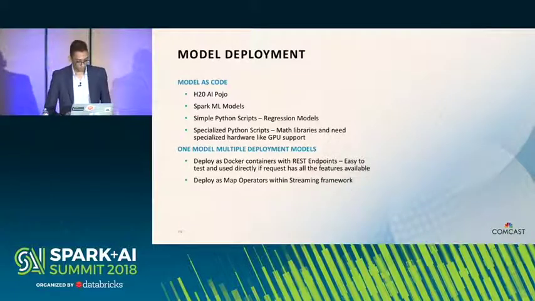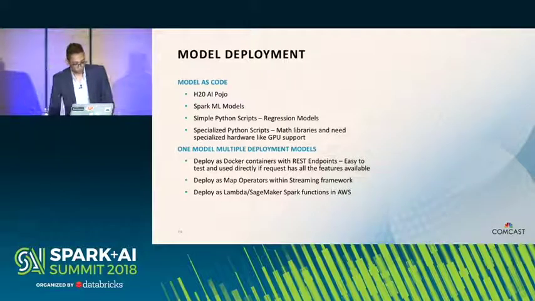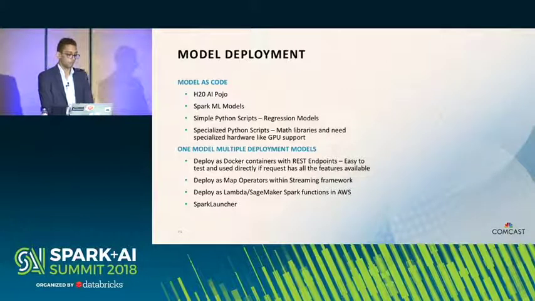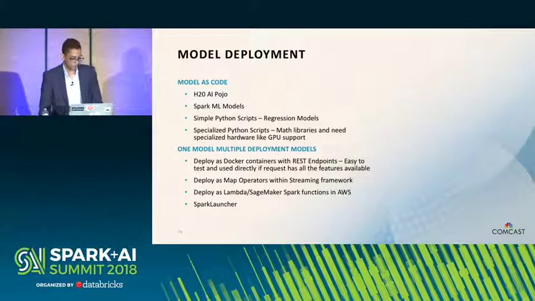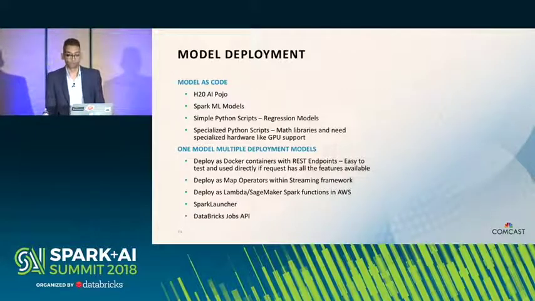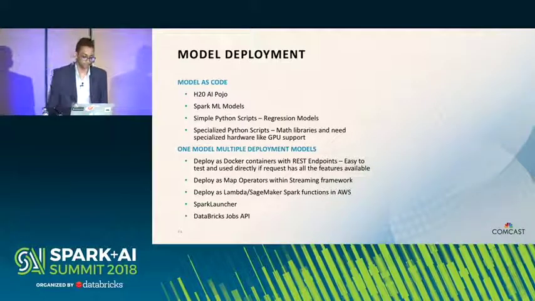We can deploy it as Lambda or SageMaker Spark functions on AWS. I know this wouldn't be AWS agnostic. We also support them as Spark launchers, and the benefit here is that we can also do additional feature engineering. The Spark launcher would be launched from some sort of Java web framework like Spring Boot. We are also doing experiments and have tested doing our retraining phases when we detect data drift or model drift by using the Databricks jobs API, and then having that sync in with our CI/CD pipeline.